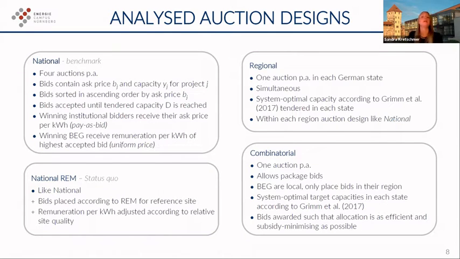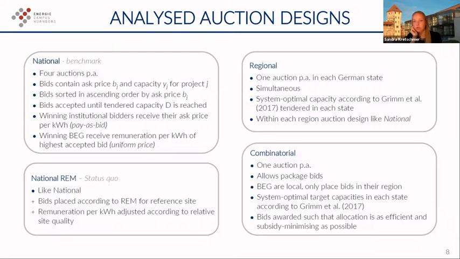In the regional design, we analyze individual auctions for each of the 16 German states. So with one auction per state per year, because otherwise the auction volume would be very small with 4 auctions per state per year. All of these 16 regional auctions are conducted simultaneously, and in each state also the system optimal capacity to be built, which we saw in the first slide, is tendered. Within each region, it's the same as the national auction design, so the most productive and wind efficient sites, so to say, are chosen first. And then also the allocation and pricing procedure is identical to the national design.